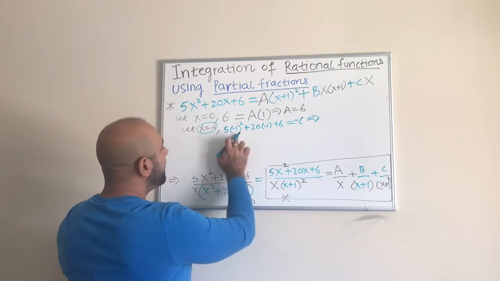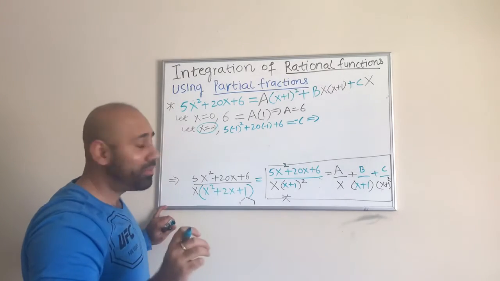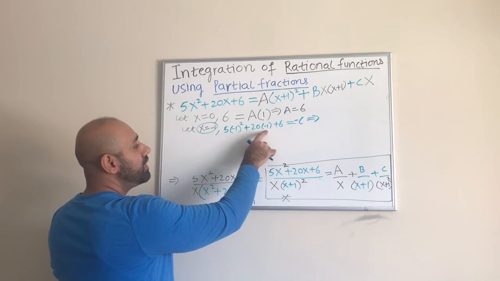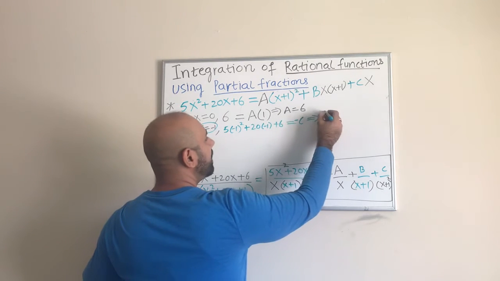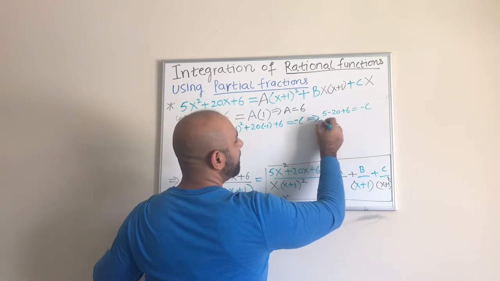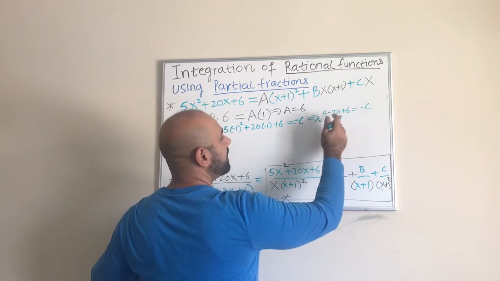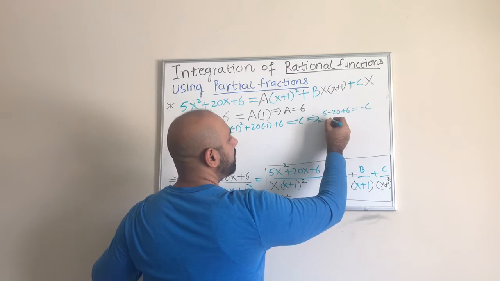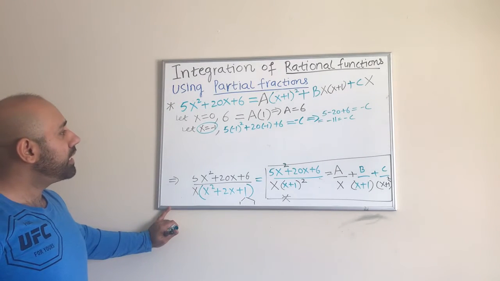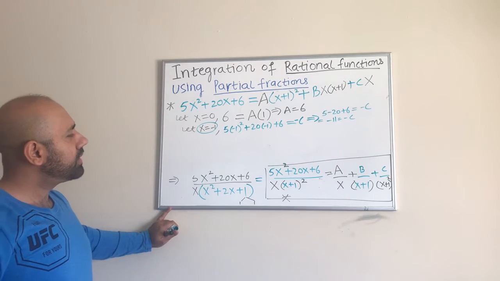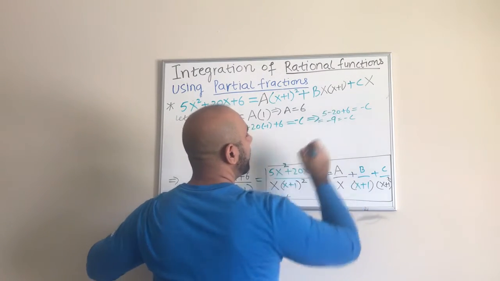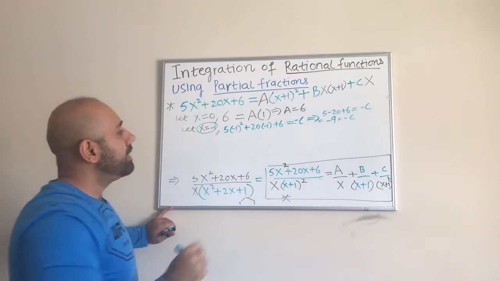From here implies -1 squared, we have to follow the order of operations. -1 squared is 1, 5 times 1 is 5, and this is 20 times -1 is -20, so it is 5 minus 20 plus 6 equals -c. If I simplify this, it's going to be -15 plus 6, which is -9 equal to -c, right? I want to make sure I don't make any mistakes with that. Sorry about that, -9.